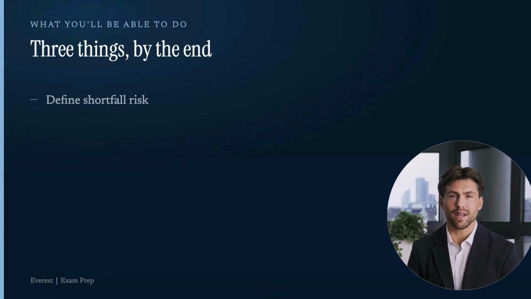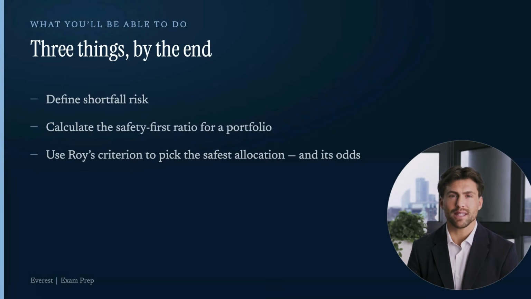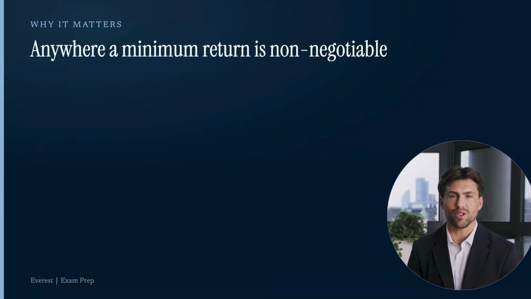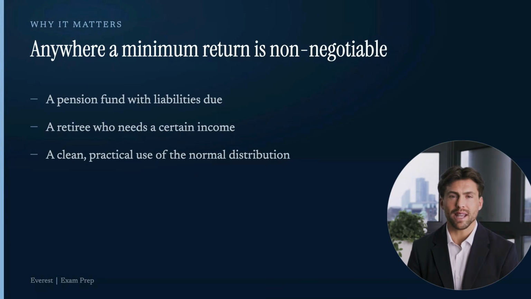By the end, you will be able to do three things: define shortfall risk, calculate the safety first ratio for a portfolio, and use Roy's criterion to pick the safest of several allocations along with the actual probability of falling short. This shows up constantly in real portfolio management.